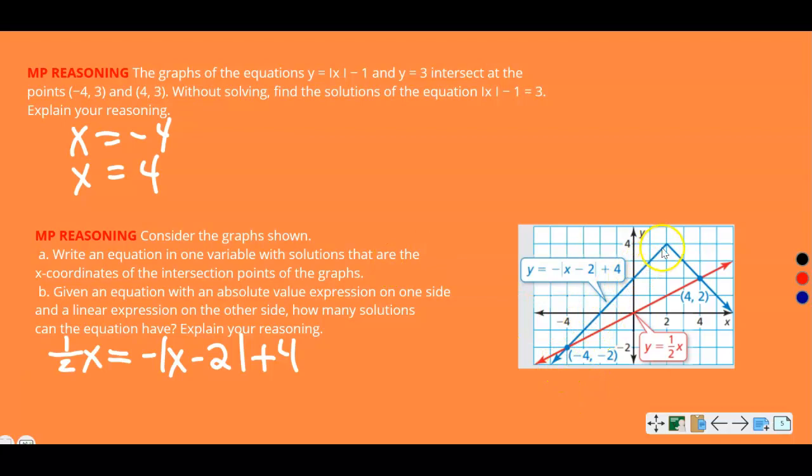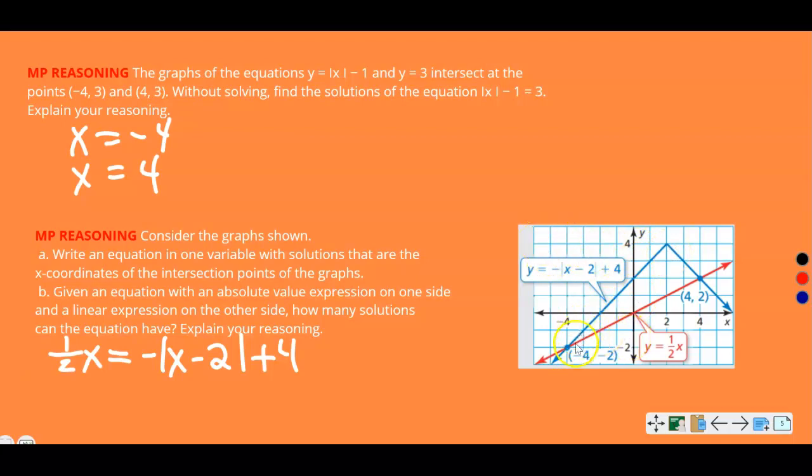Let's say I have an absolute value equation here, and then I have a linear equation out here that has the same slope as this absolute value, so these would never touch. So you could have an absolute value and a linear that has no solution, that they never touch. Maybe the linear equation has the same slope as one of the lines of the absolute value.